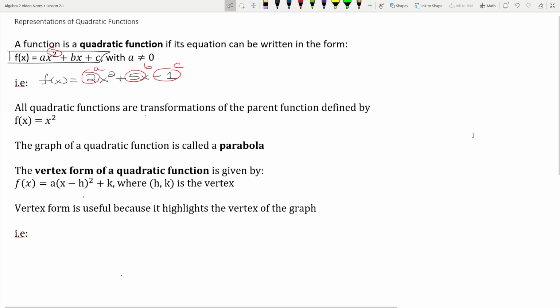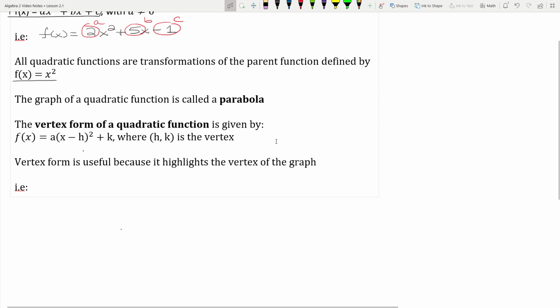All quadratic functions, regardless of how they look, are transformations of the parent function f of x equals x squared. So x squared is basically the parent function for all of these, and all of these are just transformed versions. When you graph them, you get what we call a parabola, a shape that looks like this. It's either a U shape or an upside down U shape, depending on whether it is positive x squared or negative x squared. We're actually going to talk about this in the vertex form.